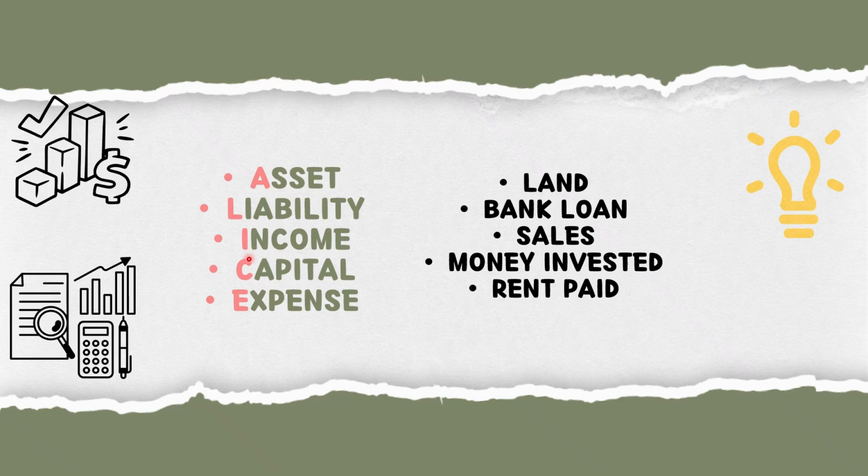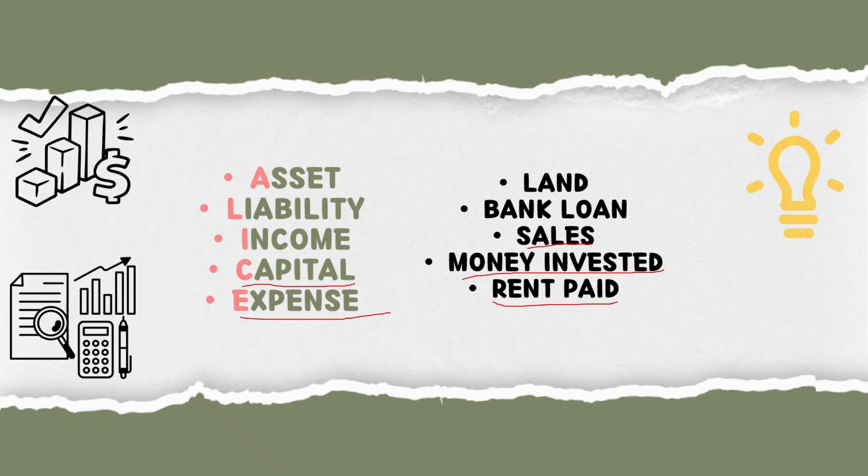Next one is income. Income is the money that I'm earning from day-to-day activities of my business. Now, best example for income is sales, my core business activity. Okay. Next is capital. Capital is obviously the money that is invested by the owners. E stands for expense. Expense is the cost that is incurred to run a business. Correct? For example, I pay rent every month. That is my expense. All right.